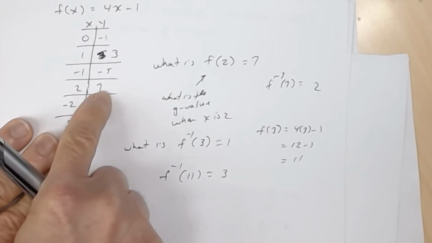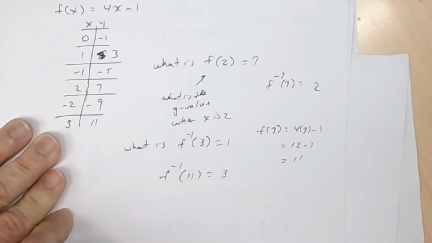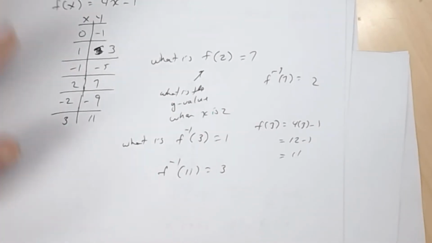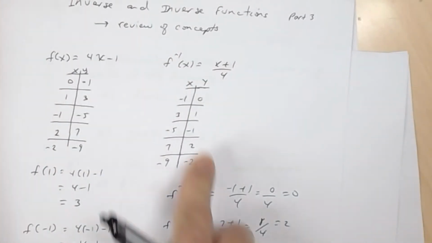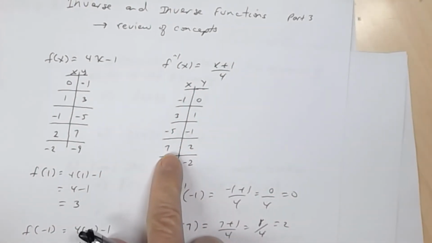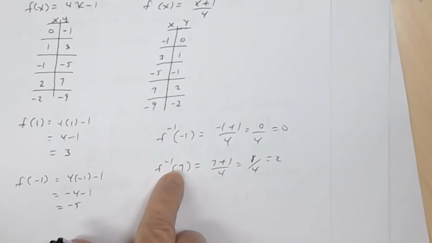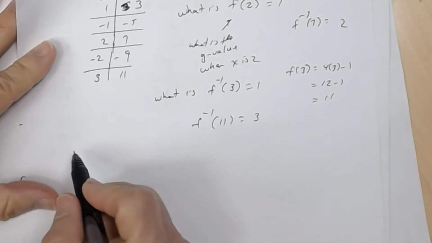You see that right here. You bring it back. Okay, and then if we go back to this function, see f inverse of 7 right here was what? 2. So here's what I want you to think about.